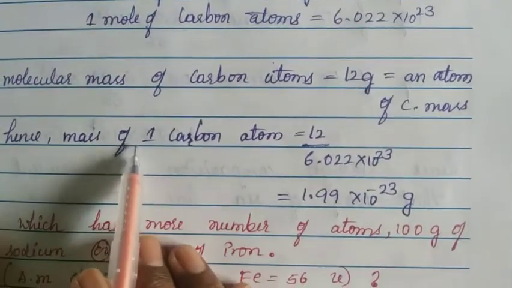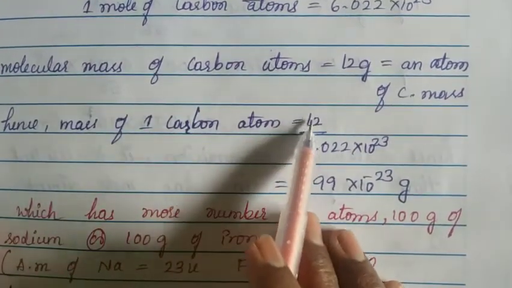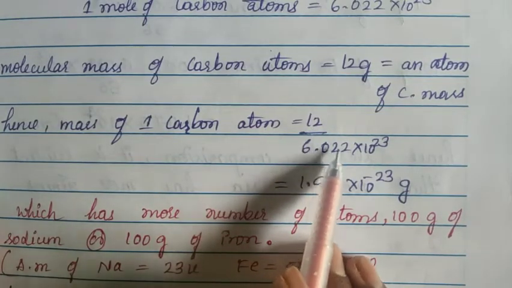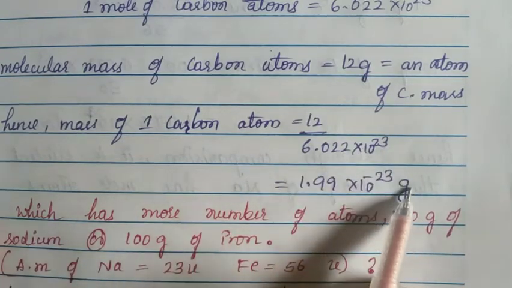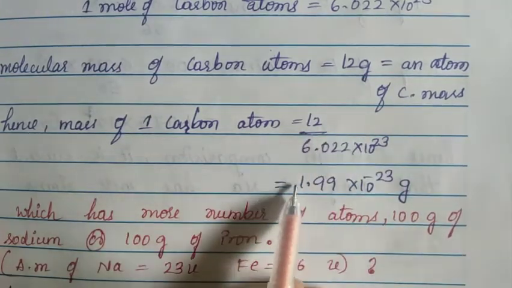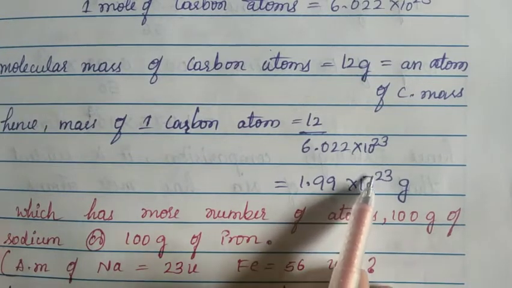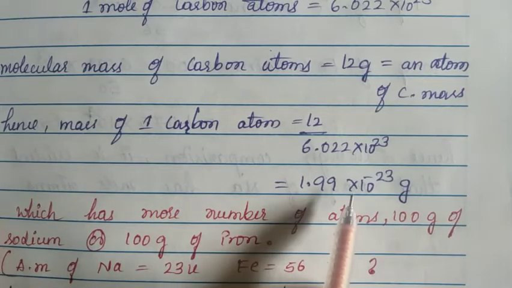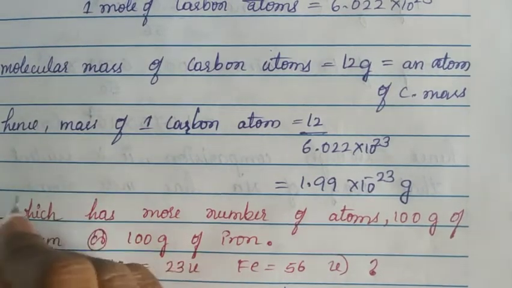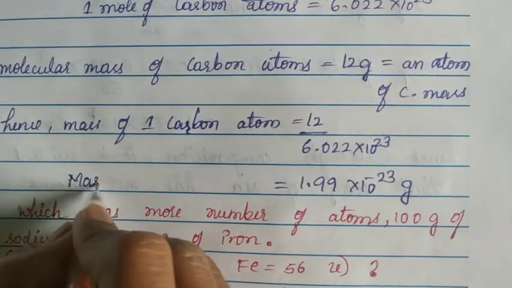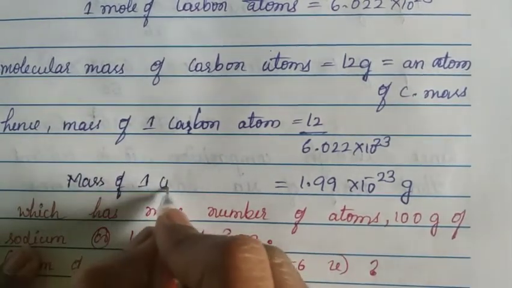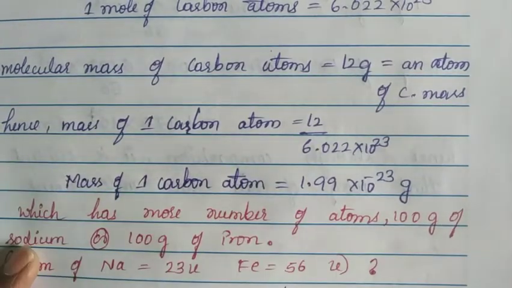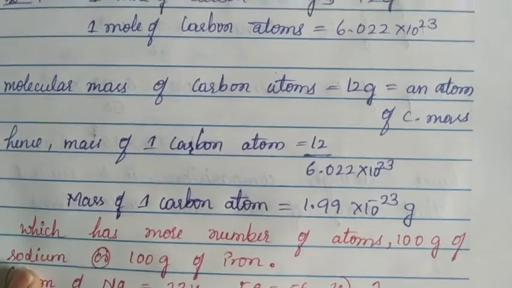Hence, the mass of 1 carbon atom is equal to 12 divided by 6.022 into 10 to the power of 23. Yes children, it gives 1.99 into 10 to the power of minus 23 grams. This is the mass of 1 atom of carbon. This is the mass of 1 carbon atom.